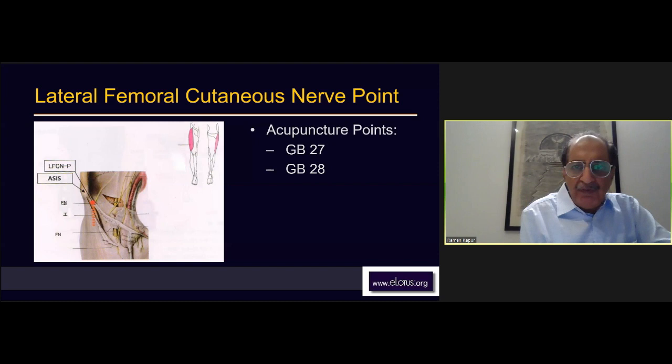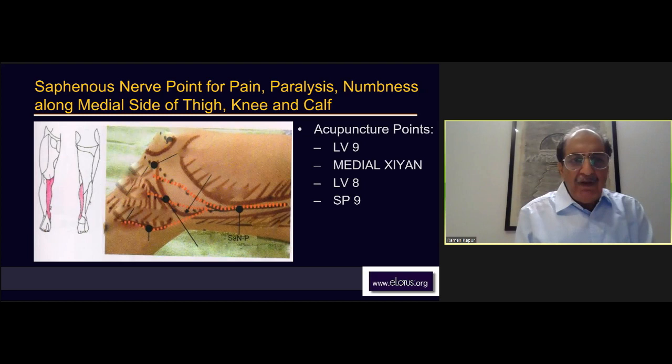So the acupuncture points to be prickled are gallbladder 27 and 28. In addition to that, if you see on your left hand side of the screen, the dotted points in red are also to be prickled because that is the pathway of the lateral femoral cutaneous nerve. Then, a very common problem which we see in our practice is patients complaining of knee pain.